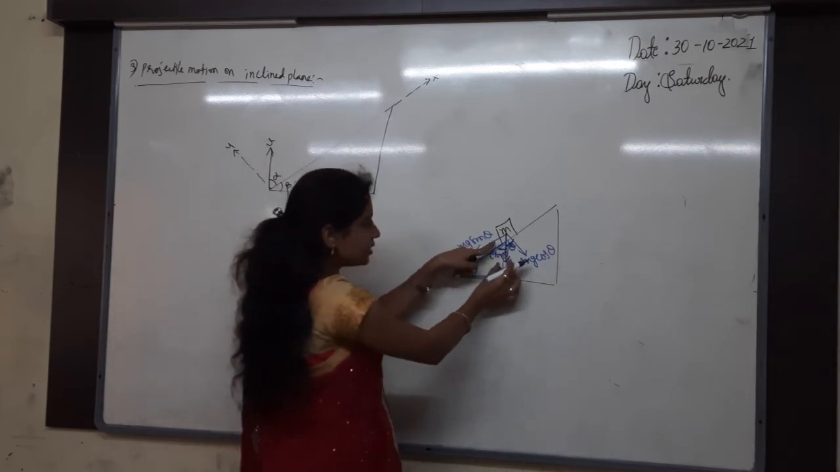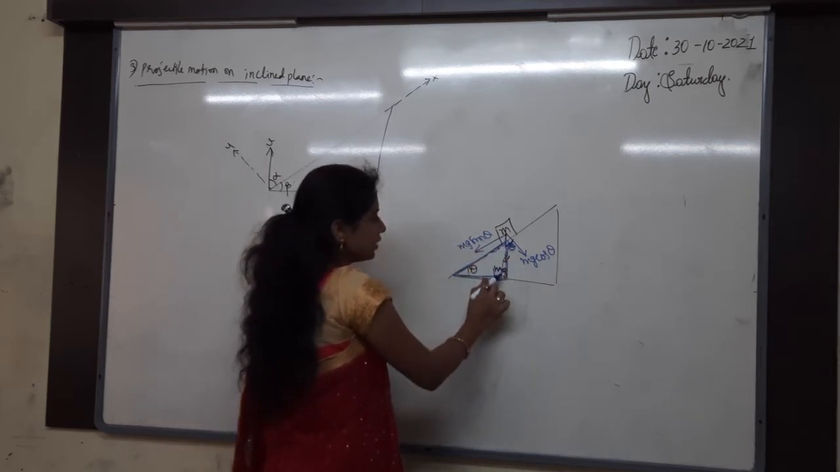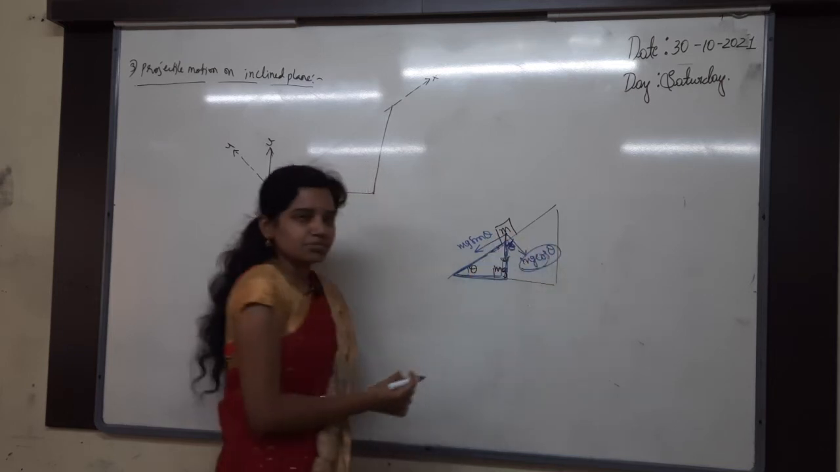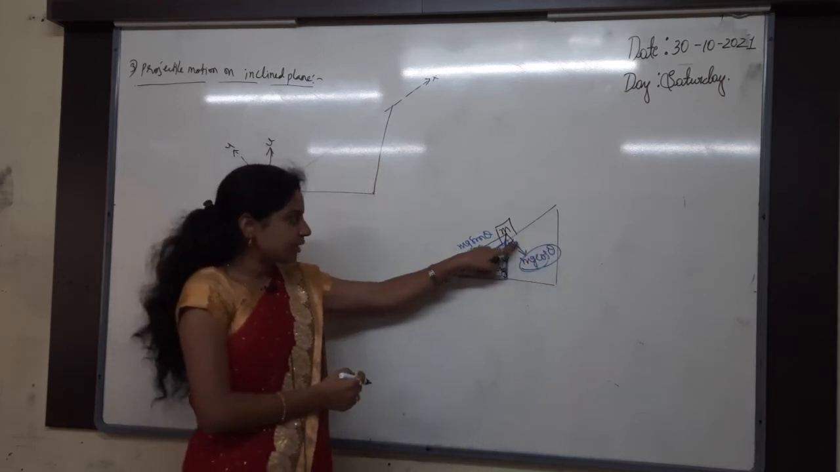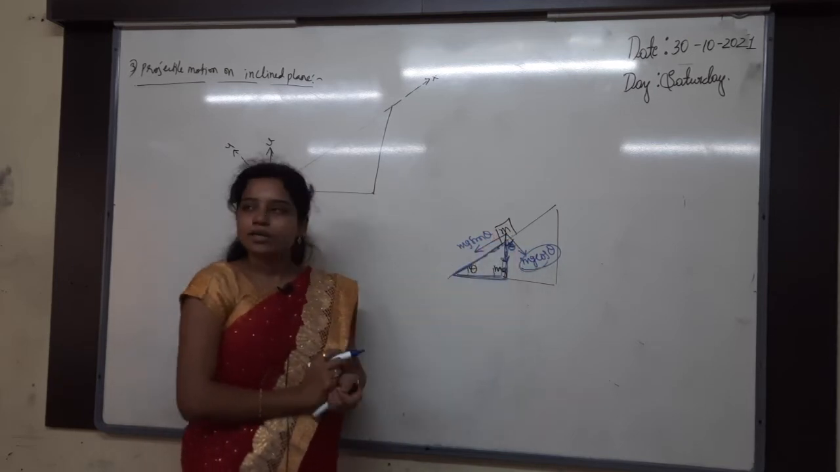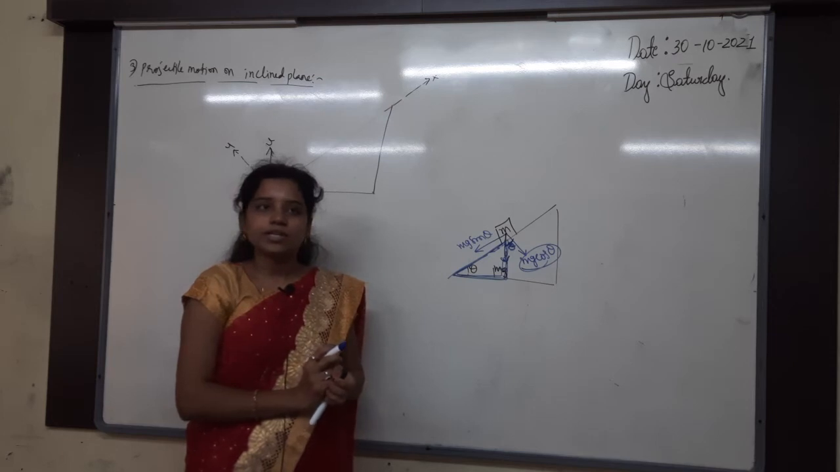So here mg is there, you remove this one now. Here mg is there in downward direction, here theta is there, means this will be what? mg cos theta. For theta this is adjacent only, no? That is mg cos theta. Then opposite will be what? mg sin theta. You understand it clearly?